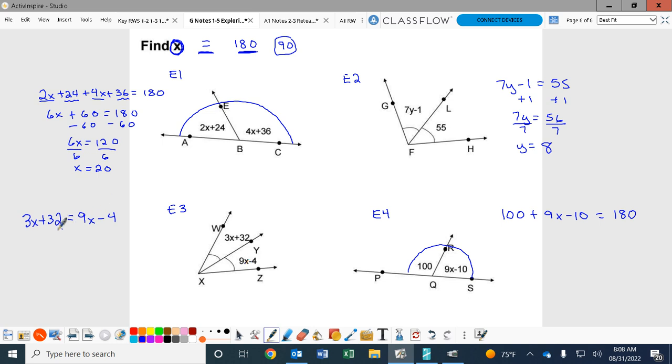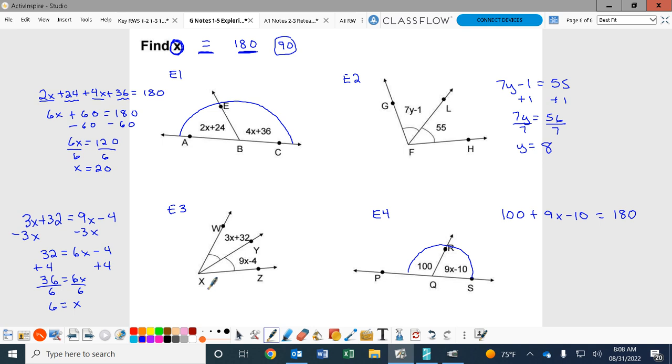Okay, here we go. So you're going to minus 3x minus 3x. That's going to make it 32 equals 6x minus 4. Add 4, add 4. 36 equals 6x, which means when you divide both sides by 6, 6 equals x. A lot of 6's in that one.